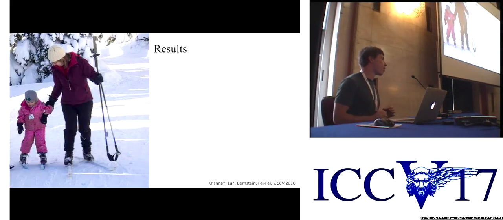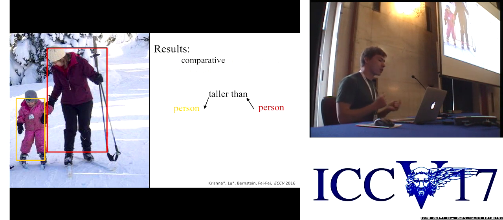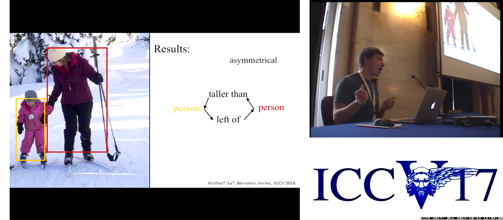When we look at some of the results of this model on a test image, it gives you a sense of the richness that visual relationship detection can give you in images. For example, the model outputs that there's a person left of a person, which shows you that relationships can be spatial in nature. We also see that one person is taller than the other person, which shows you that these relationships might be comparative, telling you something about the magnitude of attributes of objects. This example also shows you that relationships can be asymmetric, that the directionality matters: the woman is taller than the child, not the other way around, and there's this other edge going the other direction between them.